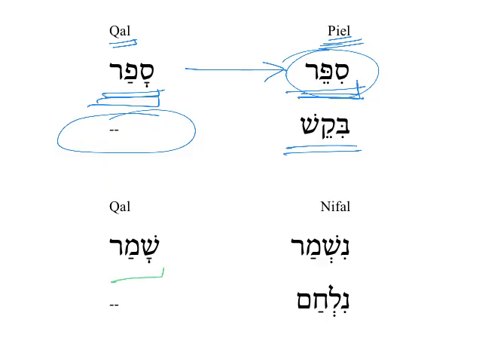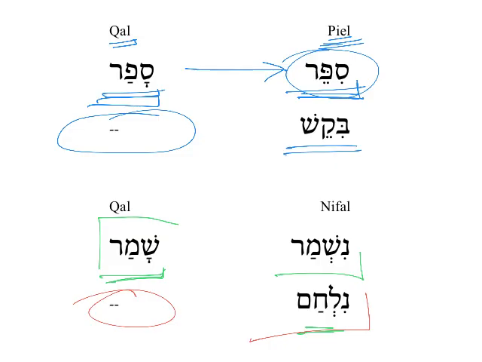Same thing is true in Niphal, and we kind of have to go term by term. So if we take the term shamar, to keep or to guard, here in Qal we have he kept, he guarded. And in Niphal, nishmar would be he was guarded or he was kept. But in the case of the word lachem, lamed he chet mem, there is no Qal form. Therefore, this doesn't get a passive sense. We just say, he battled or he fought.